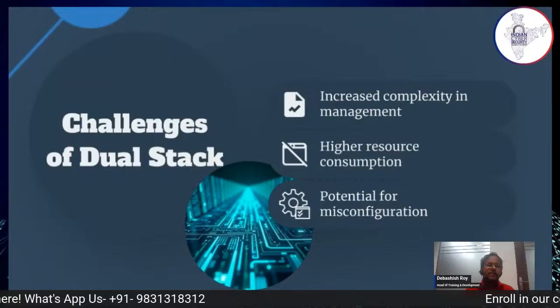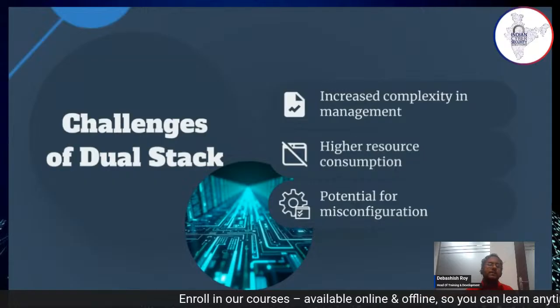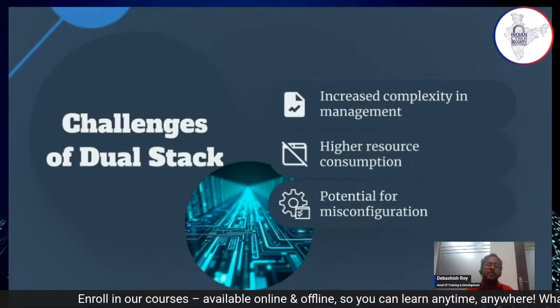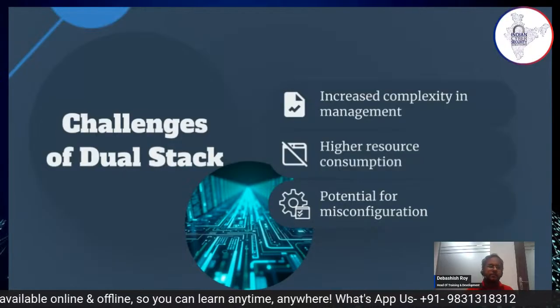Then the challenges of dual stack mean increased complexity in management. You have to deploy IPv4 and v6, and you have to manage both. Higher resource consumption would be there, and potential for misconfiguration. Like if you have done some misconfiguration, that would be a disaster.